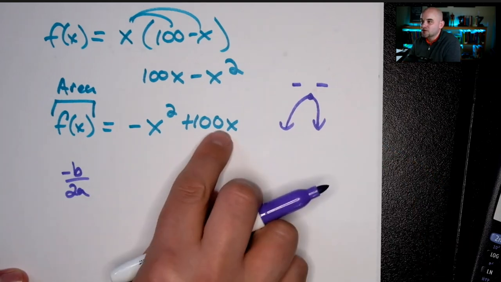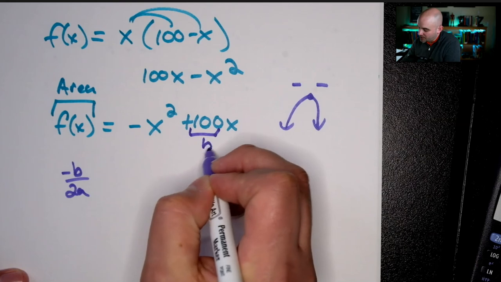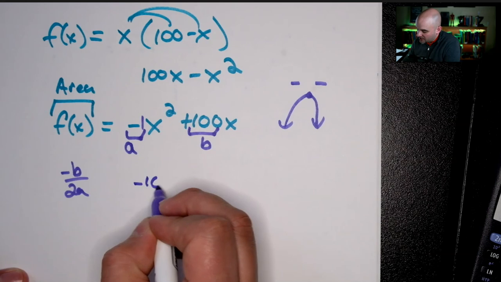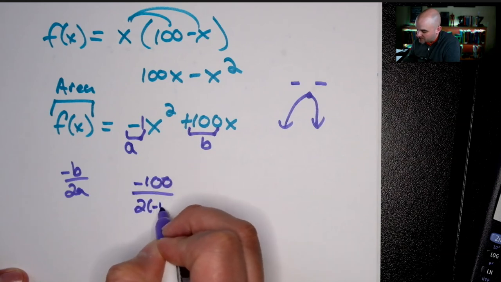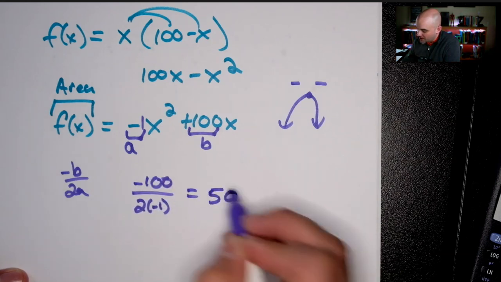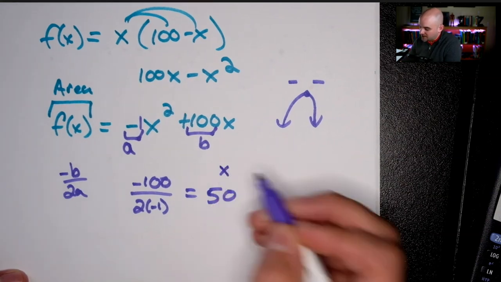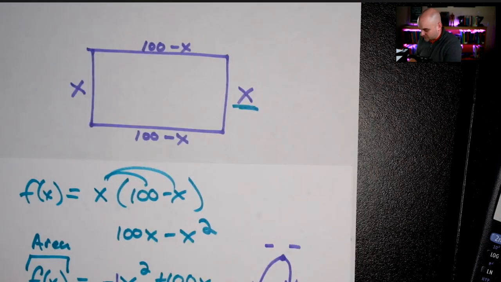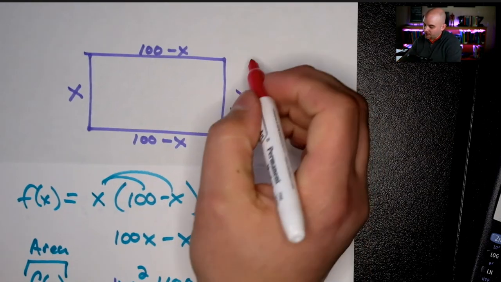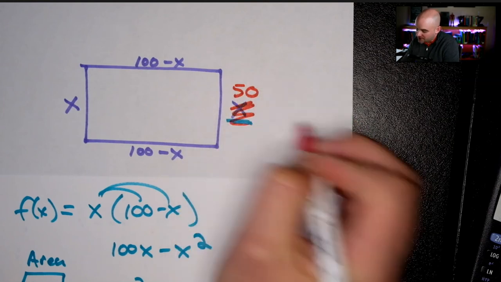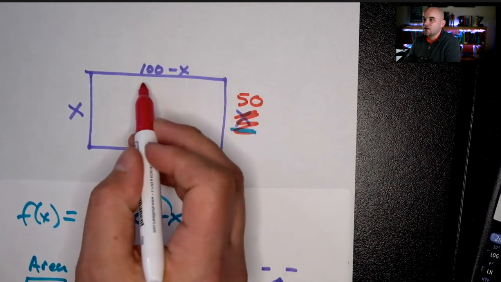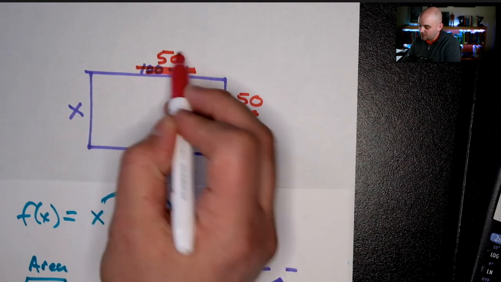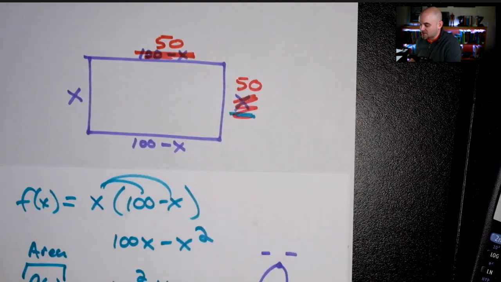So negative b over 2a, 100 is my b, and negative 1 right there is the a value. So I get negative 100 over 2 times negative 1, which gives me a positive 50. That means I need that side length to be 50. So that's one side length. Let's write that in. 50. That's what your x value is. So if x is 50, what must be this length right here? Well, 100 minus 50, which is 50. That will give us our maximum area there.